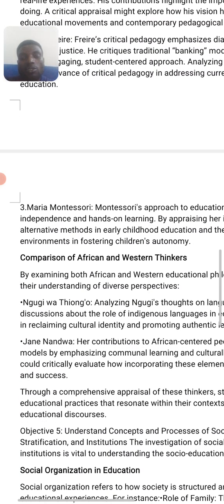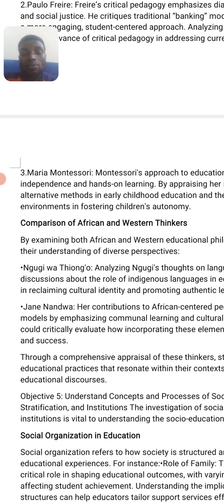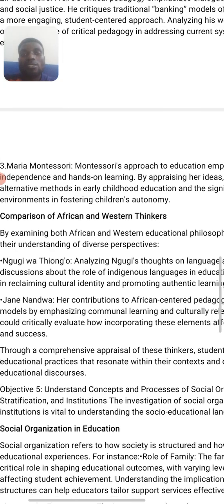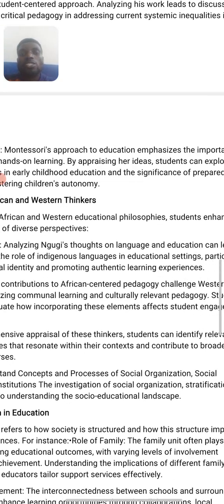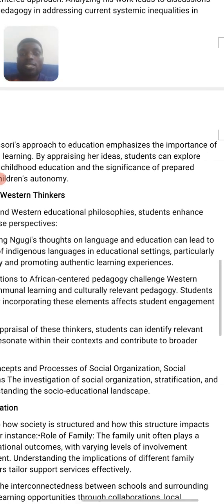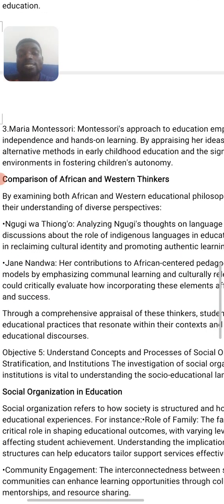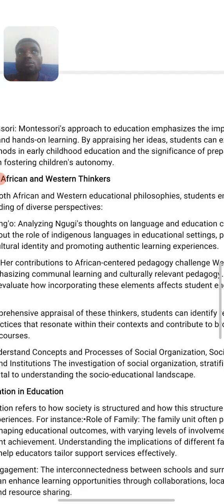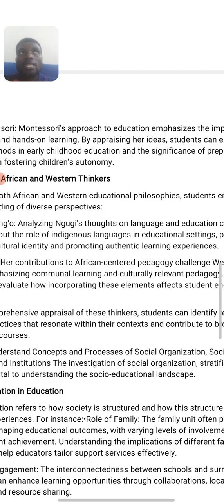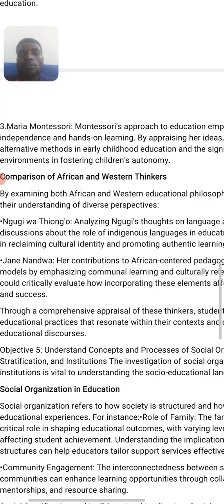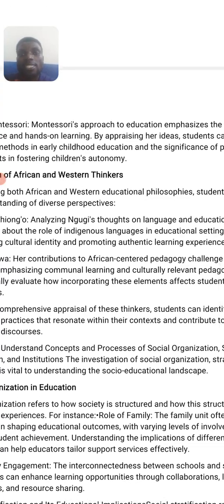Then the third person on the list, but not the least, is Maria Montessori. Maria Montessori's approach to education emphasized the importance of independence and hands-on learning. The child needs to be independent in learning, that the child must know a thing. Yes, very important. And hands-on learning, practicals as well.